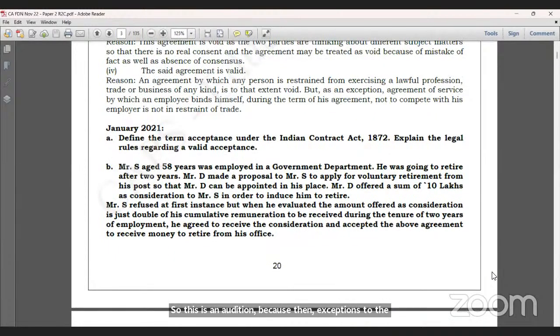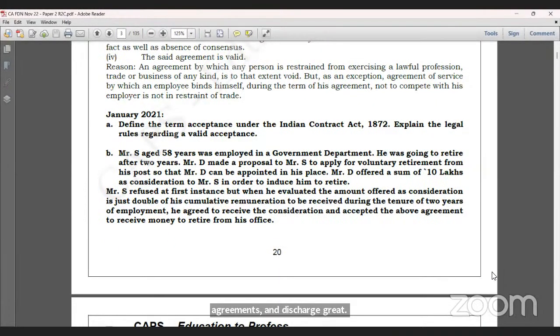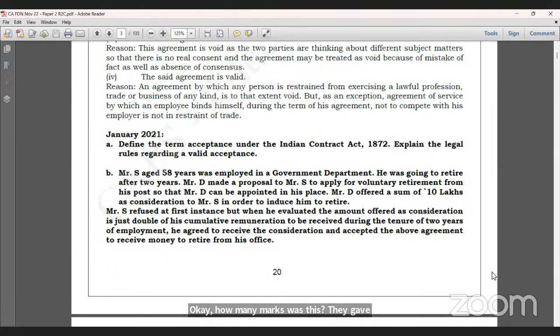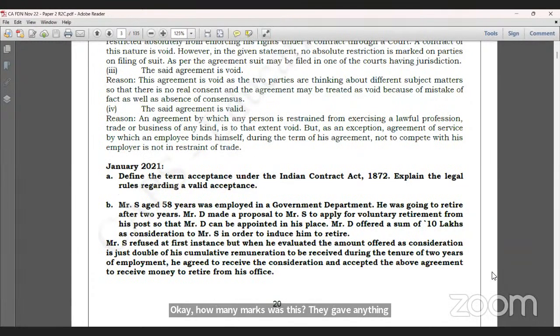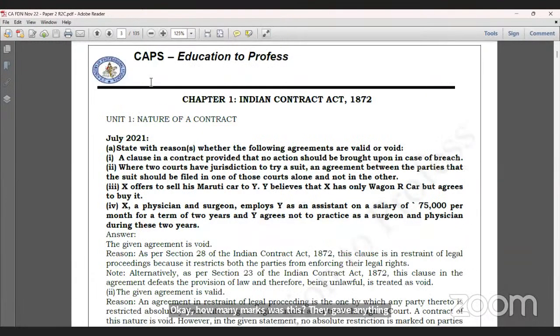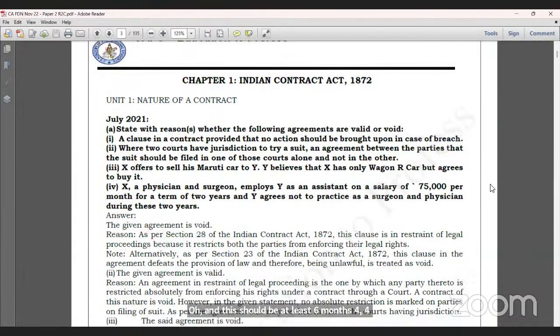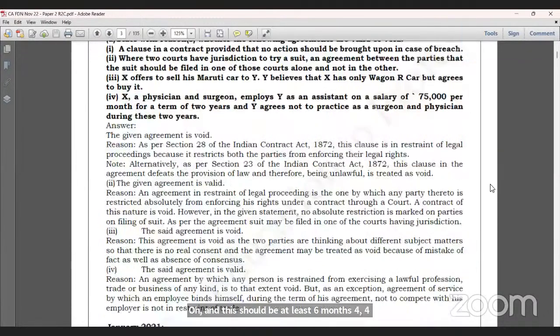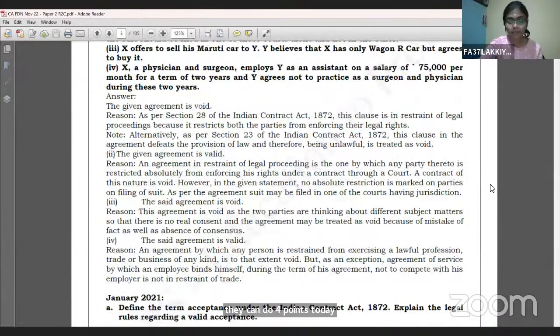How many marks was this? Did they give anything? This was 4 marks or 6 marks, whatever. There should be at least 6 marks. They give you 4 points, right? So at least 1.5 marks.